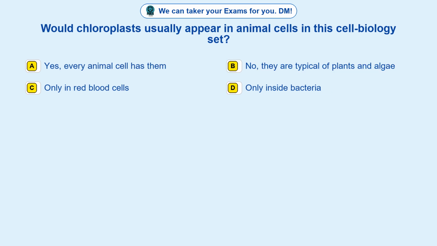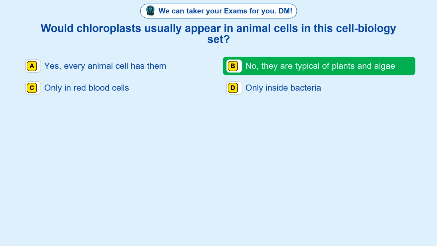Question 14. Would chloroplasts usually appear in animal cells in this cell biology set? Option A. Yes, every animal cell has them. Option B. No, they are typical of plants and algae. Option C. Only in red blood cells. Option D. Only inside bacteria.